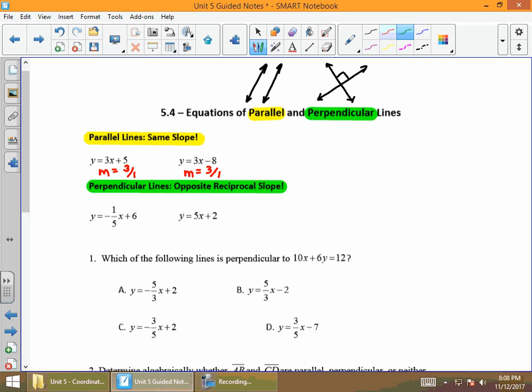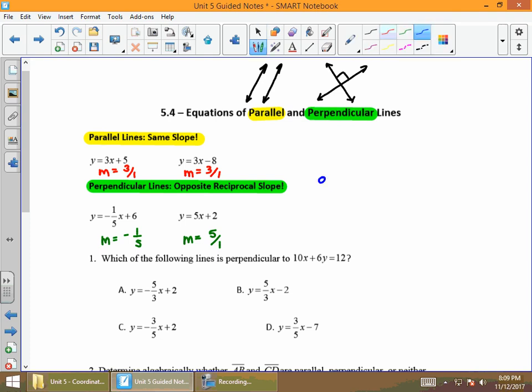The slope of this first line, y equals negative 1 over 5x plus 6, is negative 1 over 5. Y equals 5x plus 2. This slope is positive 5 over 1. This is an opposite reciprocal. So what does this mean?